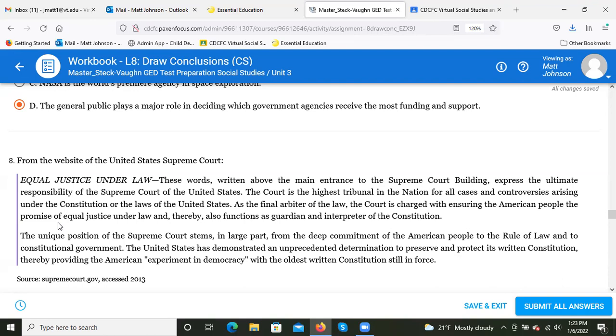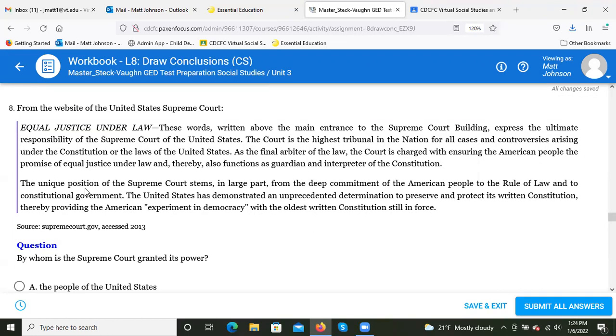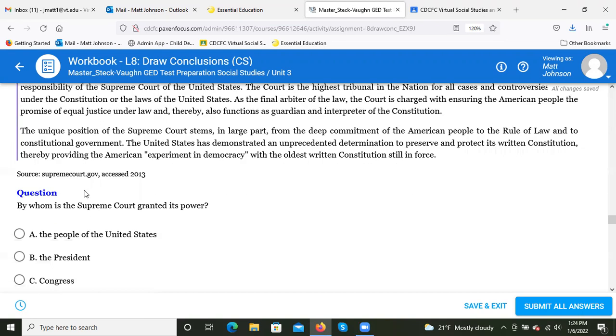The unique position of the Supreme Court stems in large part from the deep commitment of the American people to the rule of law and to constitutional government. The United States has demonstrated an unprecedented determination to preserve and protect its written constitution, thereby providing the American experiment in democracy with the oldest written constitution still in force.